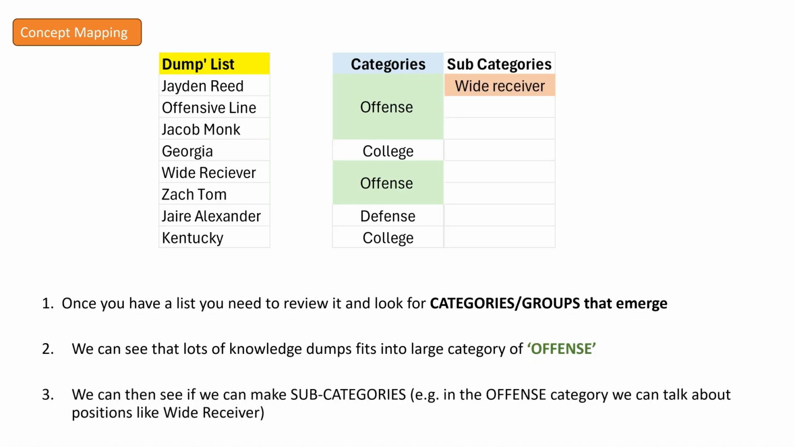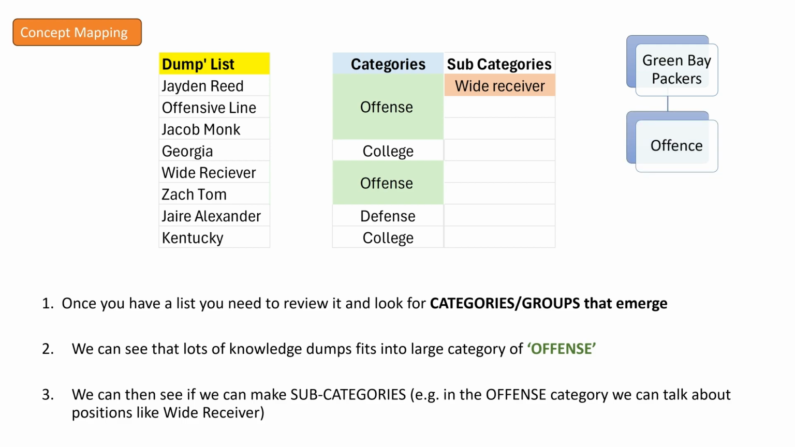So the second stage would be to maybe look for a subcategory within that category. So I've looked at just the top bit of information about Jaden Reed. He's in the wider category of offense, and I know that he's a wide receiver. So that's a position group. So what I could start to do here is that I've got my central topic, which is about the Green Bay Packers. I've then got a larger category, which is that there's offense, and so there's obviously going to be defense as well. And then there would be subcategories below that, which would be things like position groups.